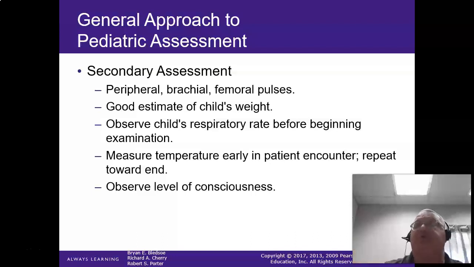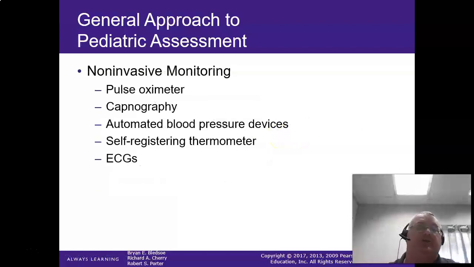Get their pulse quality measured. Again, measure their temperature. We want to check for fever, okay? Fever in a kid is not usually a good thing, okay? And observe their level of consciousness. Is the kid looking around? If you say something to them, will they look up and then close their eyes back again? That's usually a really bad sign, okay?